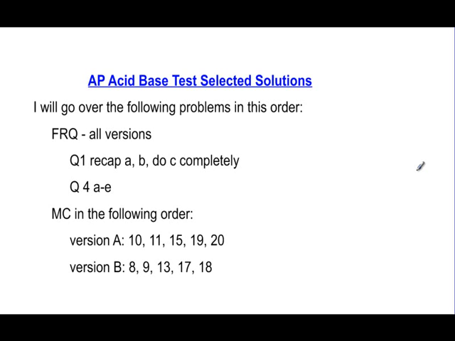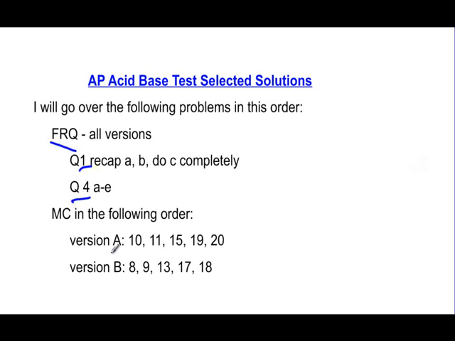Okay, in this podcast, I'm going to go over the problems from the acid-base test. And I'm going to go in this order. First, I'm going to start with FRQ. Both versions were the same, so I'm going to talk a little bit about question 1 again, do a recap of A and B, and then do C completely. And then I'm going to do all of question 4.